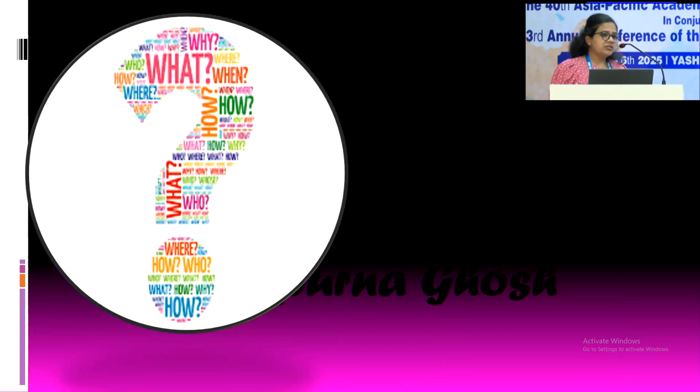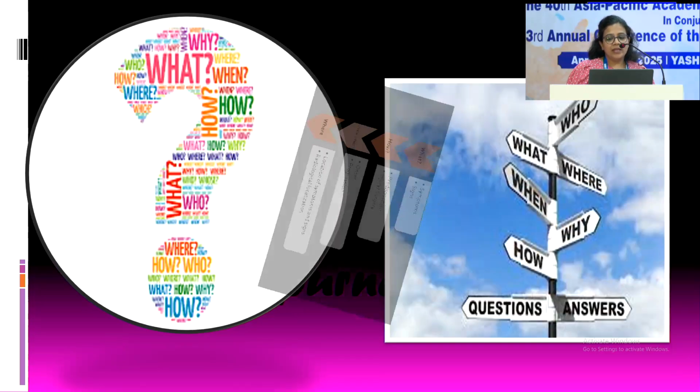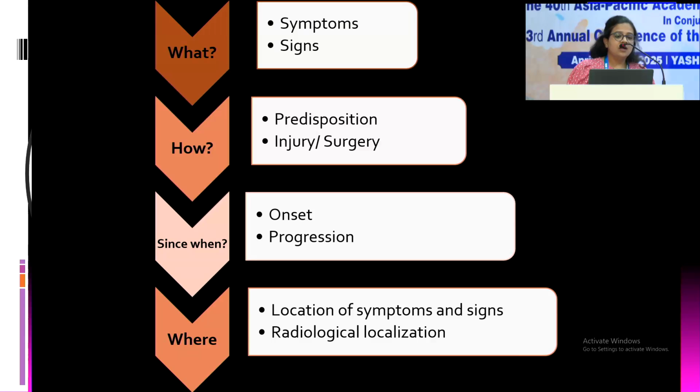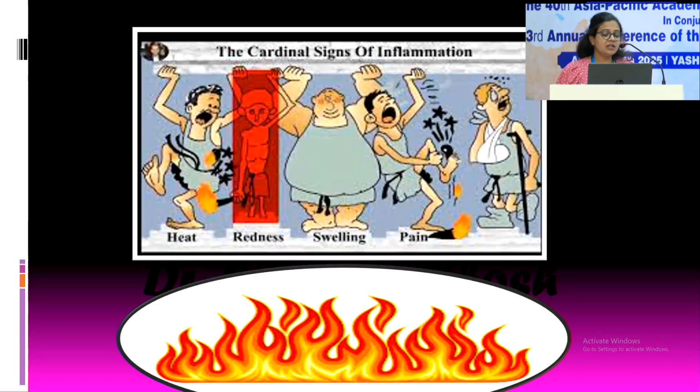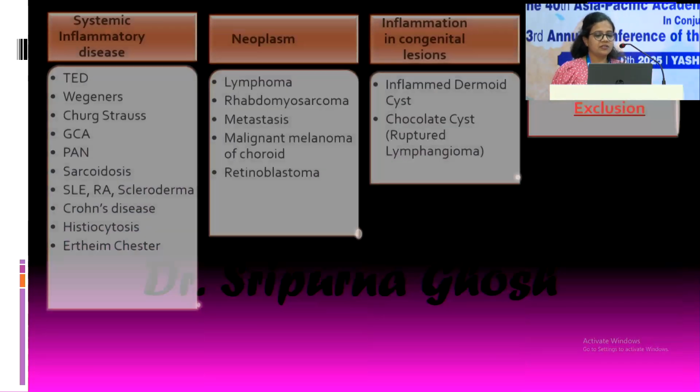Now, what are the questions that should always be on our mind when we are looking at a hot orbit? Where, when, why, and how? What are the signs and symptoms? Was there any predisposing injury or surgery? When is the onset? And where is the location of the symptom and the radiological localization? We will always find the signs of inflammation, whether it's infection or inflammation.